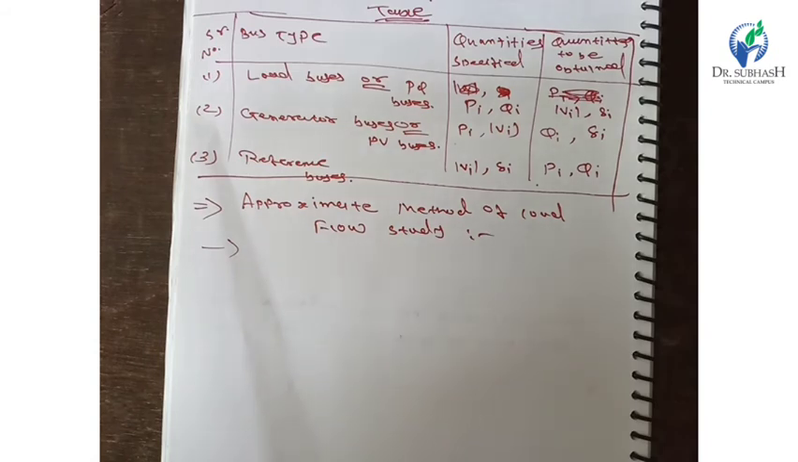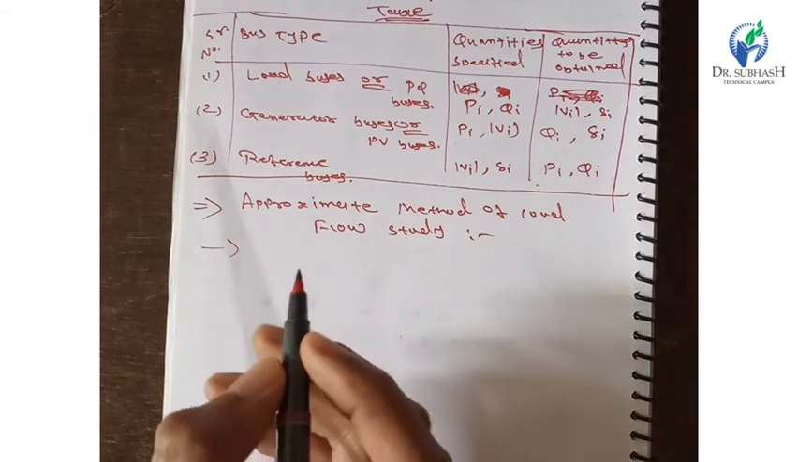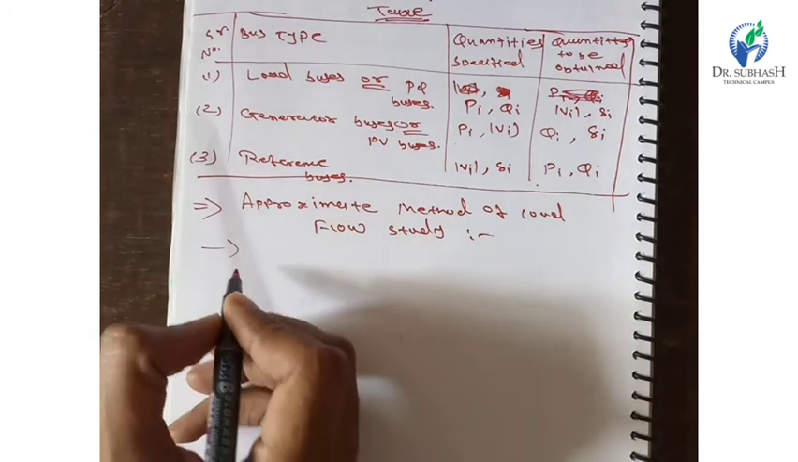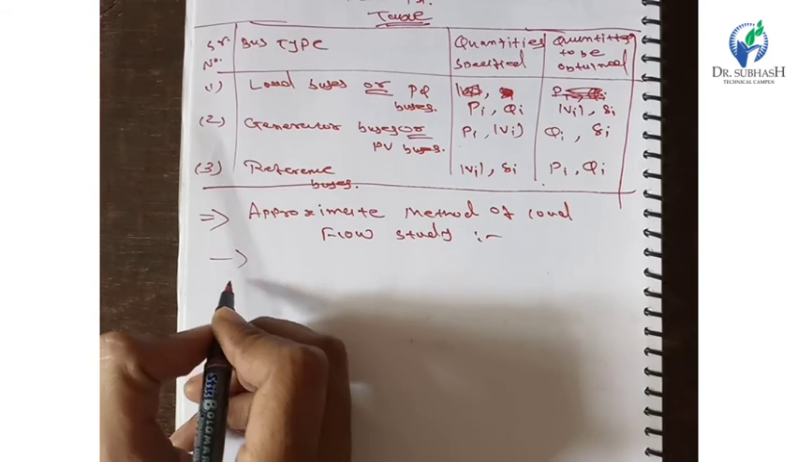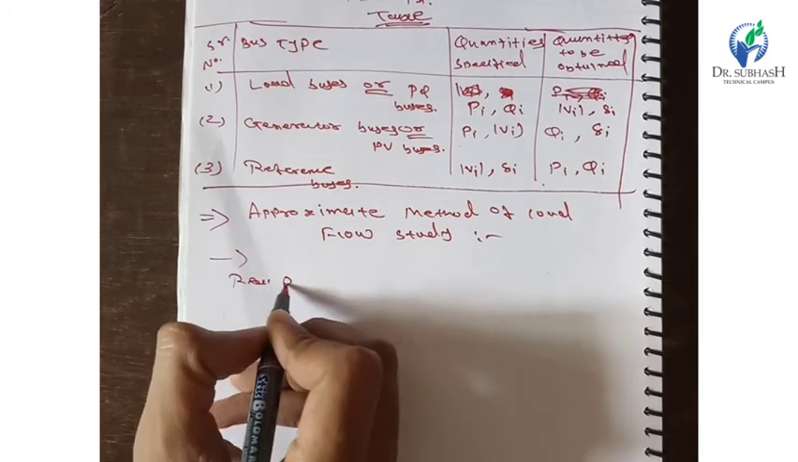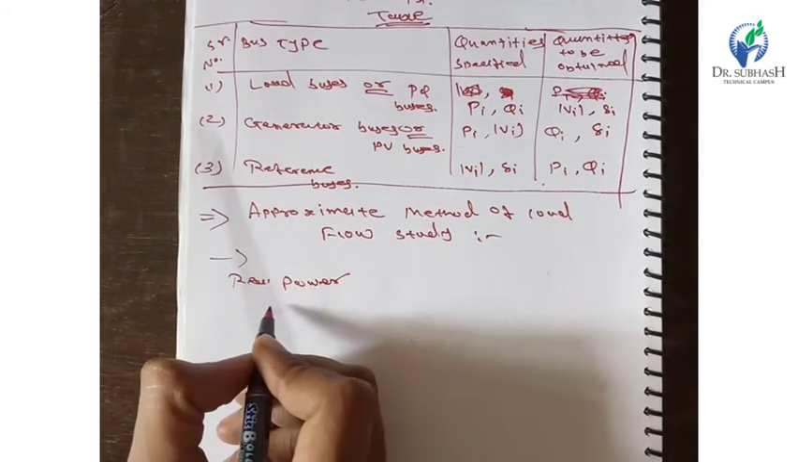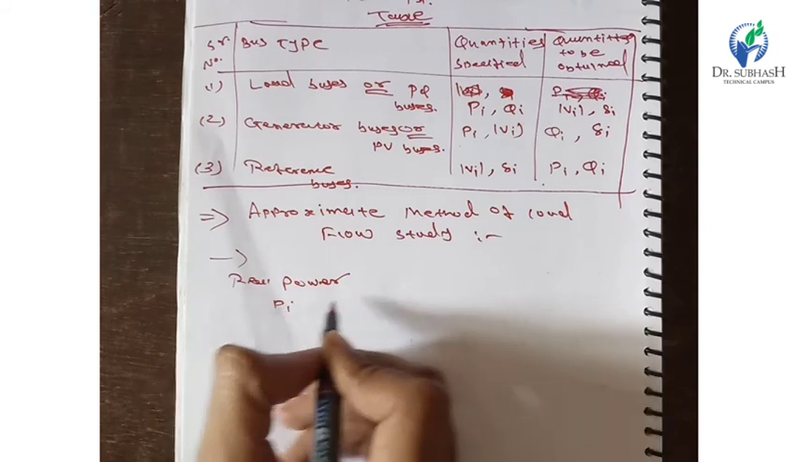The effect of these assumptions we write in equation number 5 and equation number 6, which were discussed in the previous video lecture. So we repeat the equations from the previous video lecture, that are real power and reactive power. The real power equation, the symbol of it is Pi.